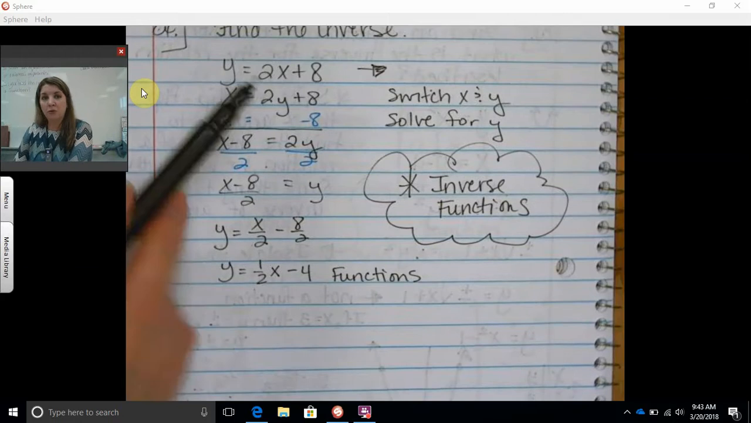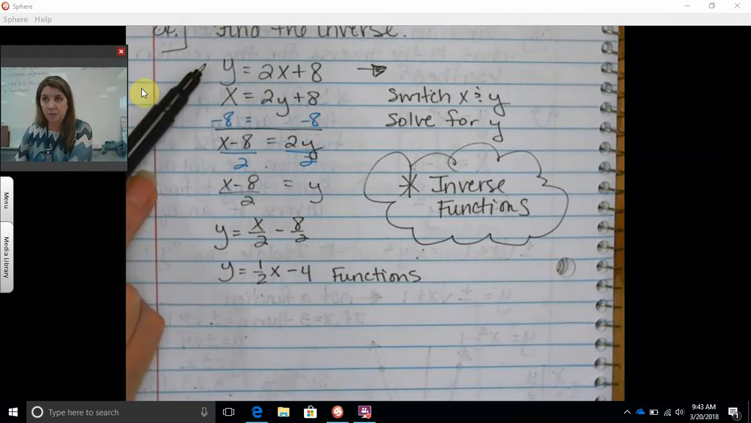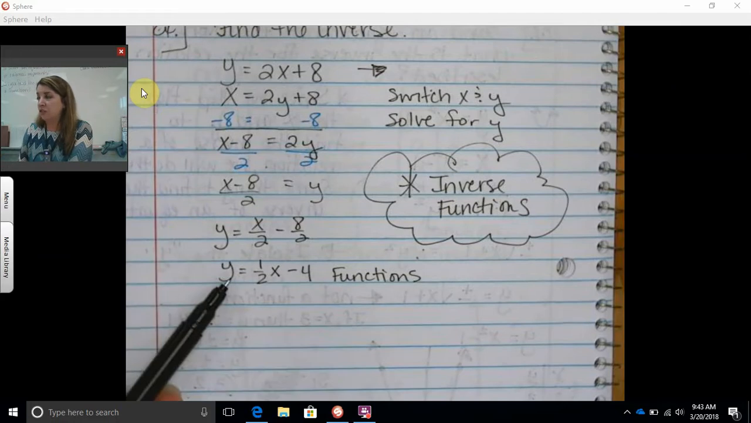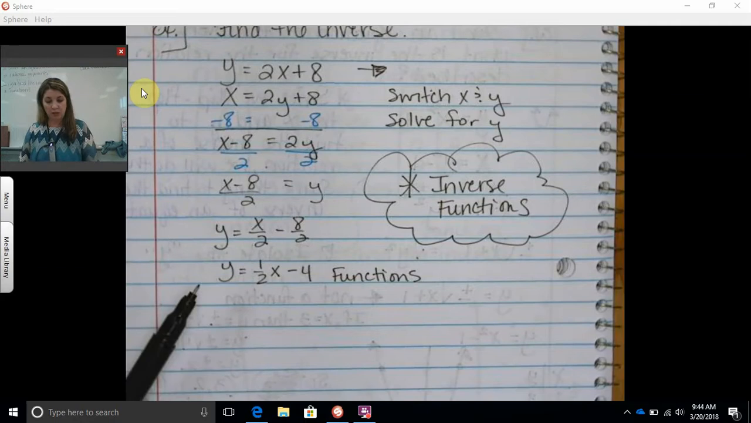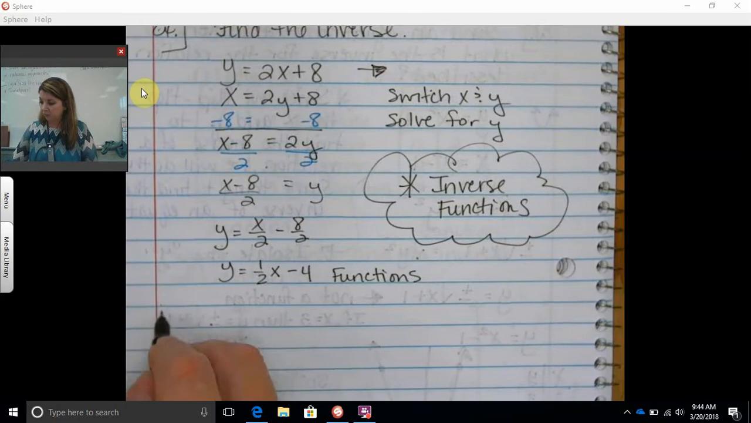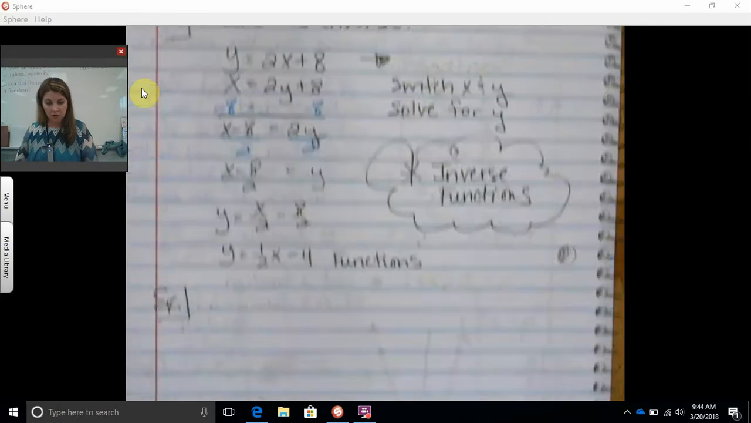Sometimes your original problem will be written as f of x. Remember, f of x means it is a function. But just because your original is written as f of x, if the inverse is not a function, you can't use the f of x notation. You have to use y. All right? Which we'll see more of in a minute. Next example. Anybody have questions on that one? All right, we're moving right along.